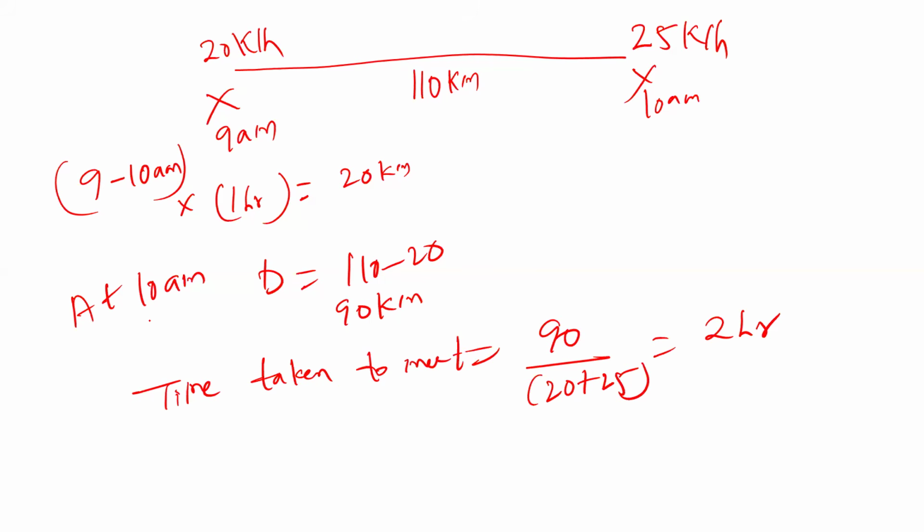2 hours from when? From when I started? From 10 a.m. That is from the train which is starting late. 2 hours from 10 a.m. is 12 noon.